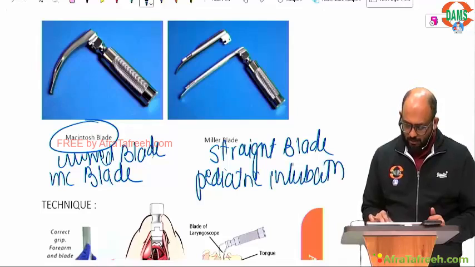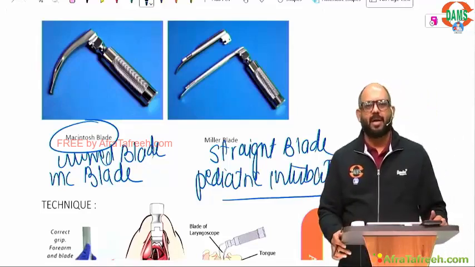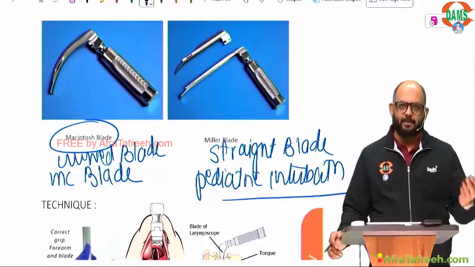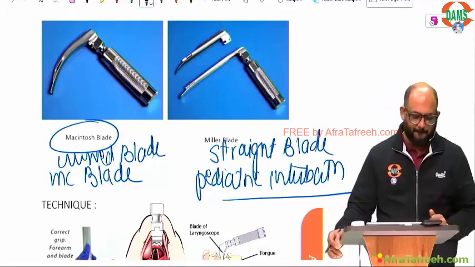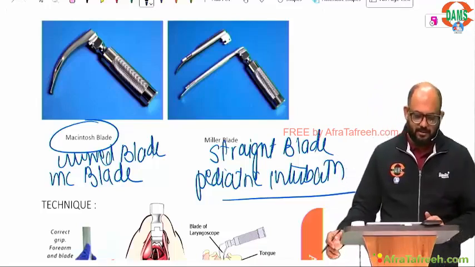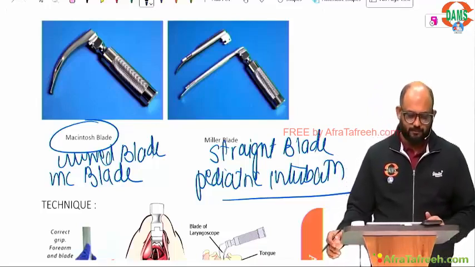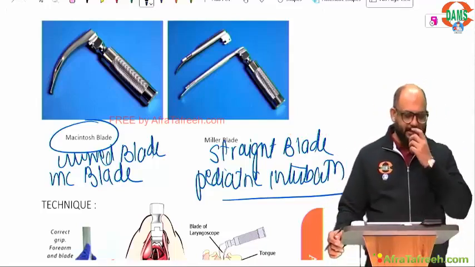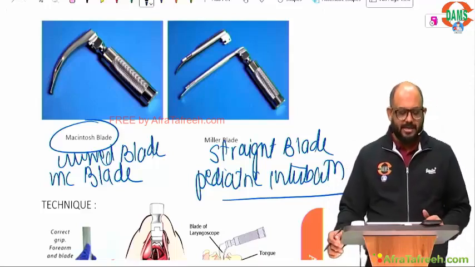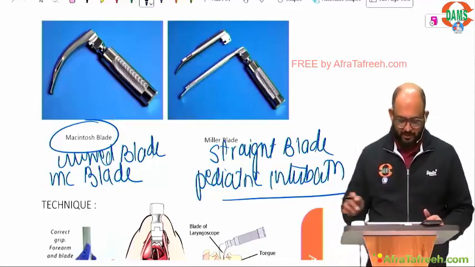There is nothing to repeat in iGel. If you do not have a cuff in your LMA, that is a cuffless LMA, that is iGel. No LMA can prevent aspiration. Aspiration can happen with any LMA. Second generation would obviously be better than first generation.